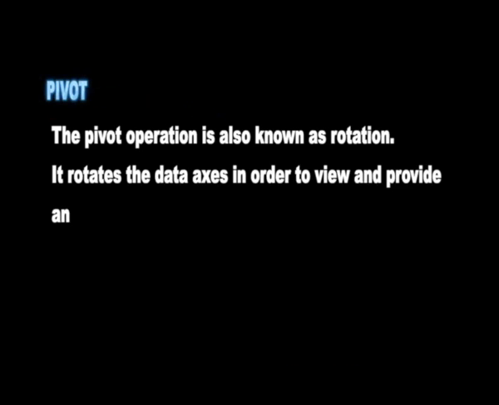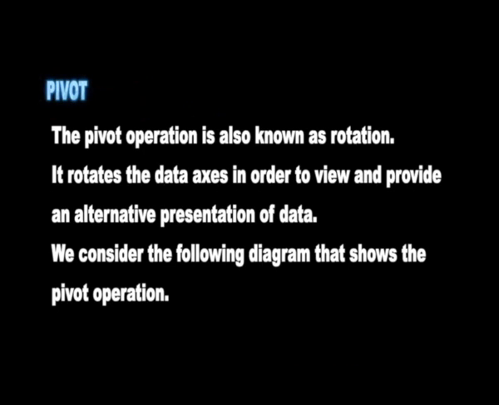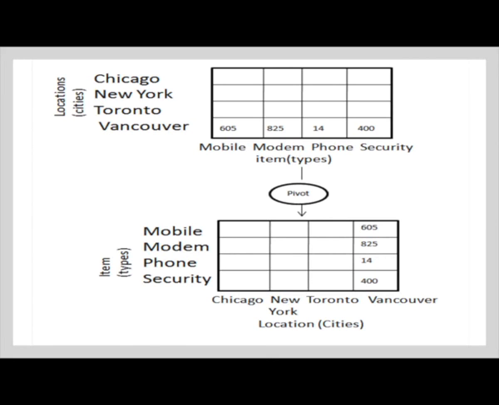Next, we can discuss the pivot operation. The pivot operation is also known as rotation. It rotates the data axes in order to view and provide an alternative presentation of data. The diagram shows the pivot operation.